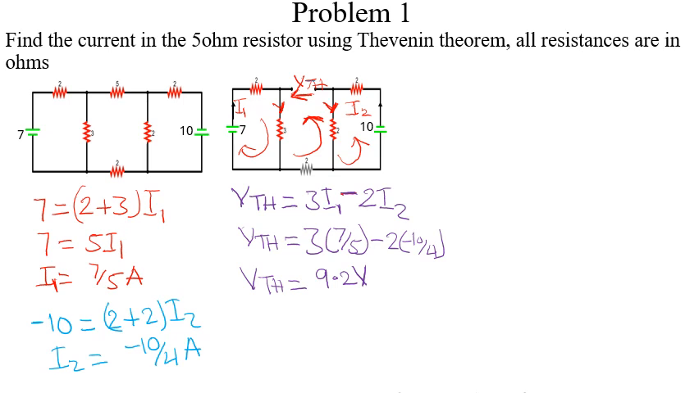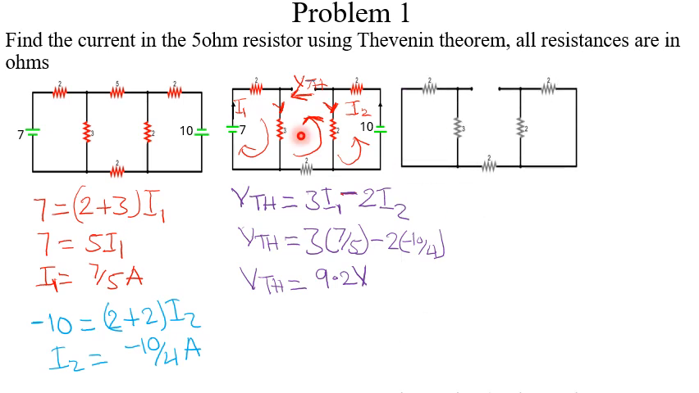And from our next step, after finding VTH, we need to find RTH. To find RTH, what do we do? We deactivate all the voltage sources, so we short circuit voltage sources. You see the 7 here has been short circuited, and here it has been short circuited. Looking at this, we realize that this 2 and this 3 are in parallel, and this 2 and this 2 are in parallel. So 2 and 3 are in parallel, in series with 2, and they are all in parallel with 2 and 2.